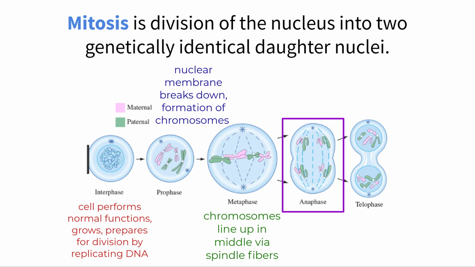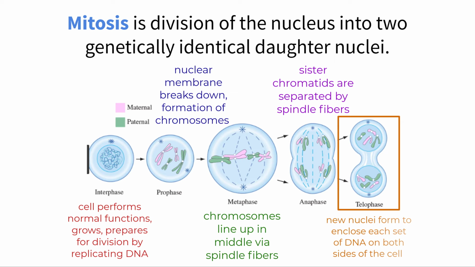During anaphase, the spindle fibers pull and separate the sister chromatids, pulling them at the centromere. One copy of each sister chromatid gets pulled to either side of the cell. Once the chromosomes make it to the poles, the process of telophase begins. The spindle fibers break down, and a new nucleus begins to form around each set of chromosomes. The chromosomes then decondense as they begin to transcribe RNA again.